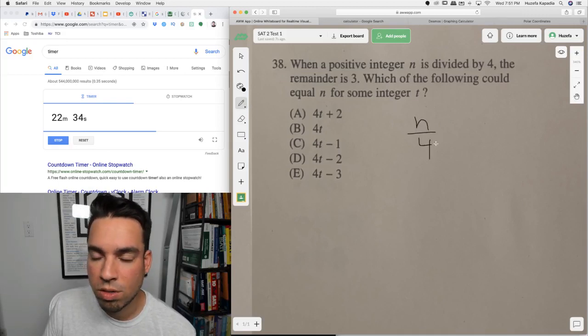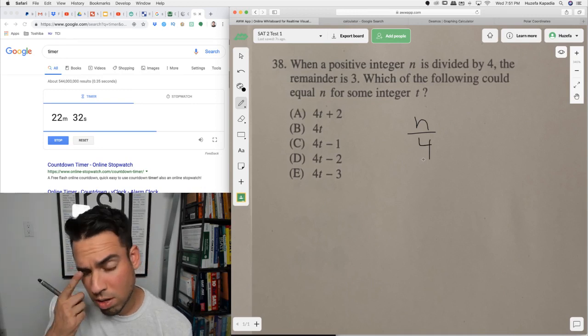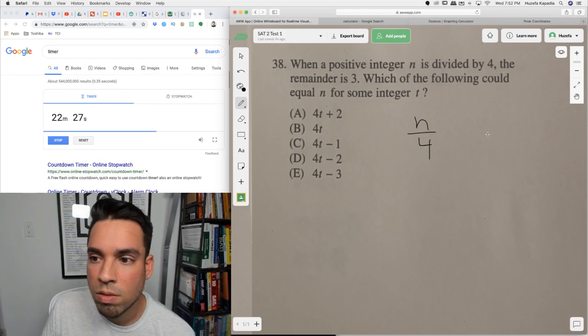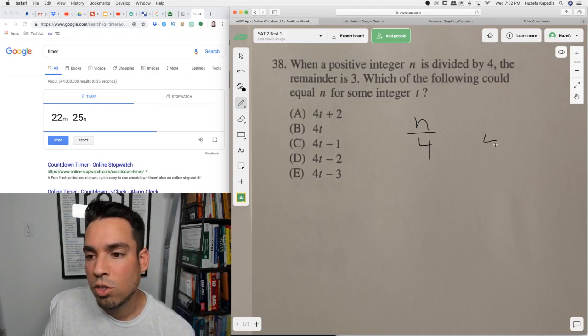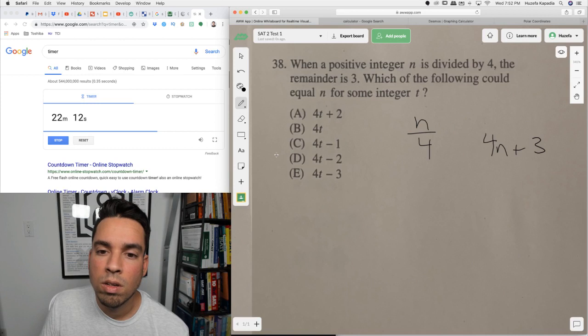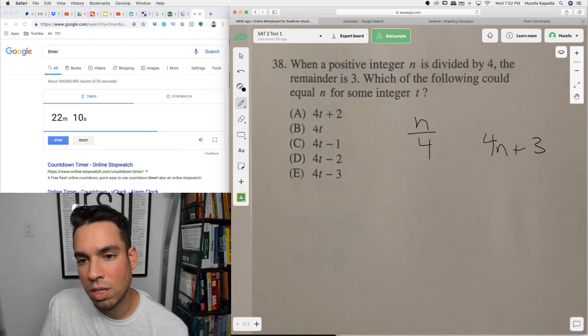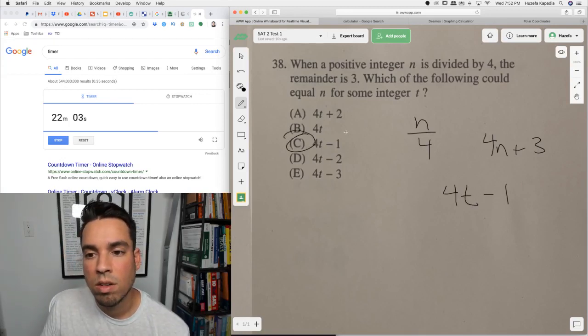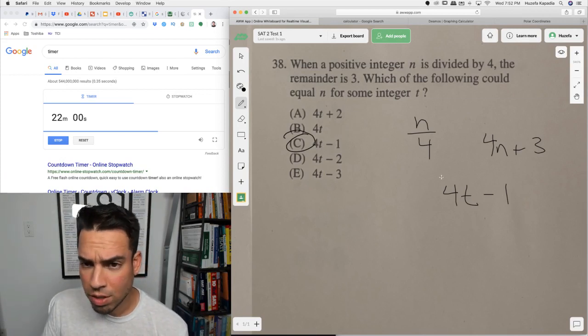When a positive integer n is divided by 4, the remainder is 3. Which of the following could equal n for some integer t? So it would be 4n plus 3. Oh, it's not there. Oh, it's divided by 4. Could equal n for some integer t. I'm sorry. It's 4t minus 1. It's c.